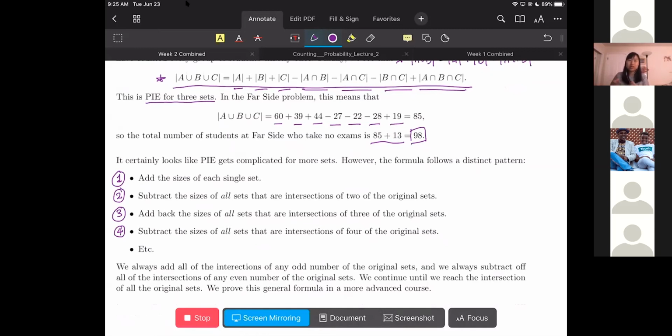So we always add all the intersections of any odd number of the original sets, and we always subtract off all the intersections of any even number of the original sets. And then we continue until we reach the intersection of all of the sets.